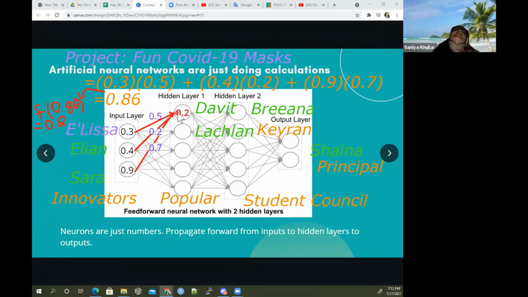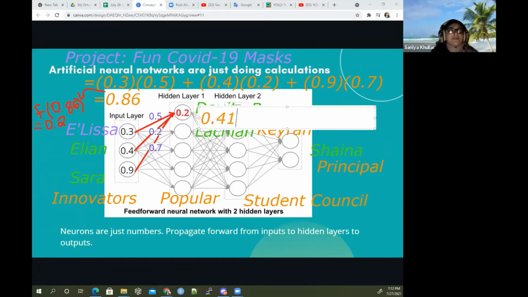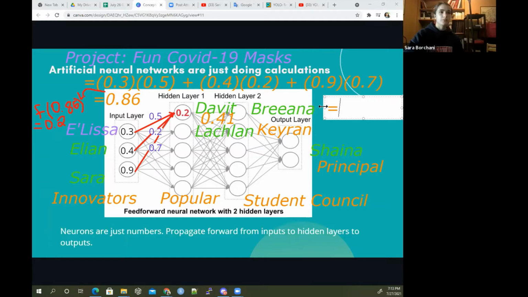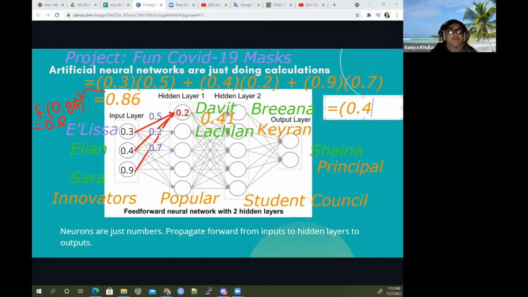So David is going to receive the signal and then send a signal to Brianna. Let's say the closeness between David and Brianna is 0.41. Then what does Brianna get from David? 0.41 times what David outputs. Not 0.86, but the value inside David, a neuron. It's 0.41 times f of 0.86. And do you know what f of 0.86 is? Well, 0.2. Yes. So that's what Brianna will get from David.